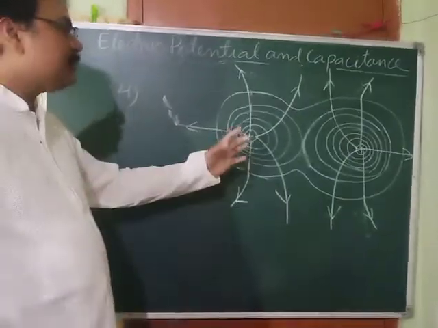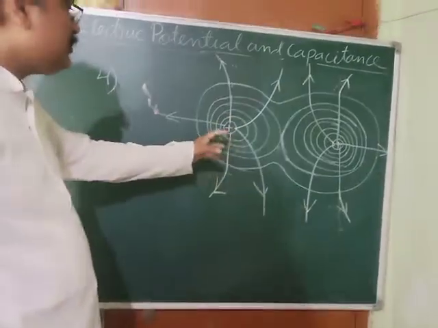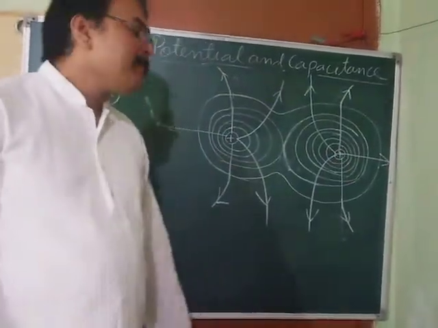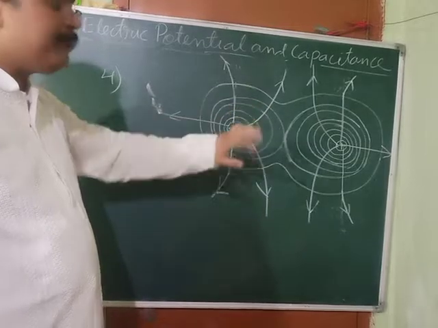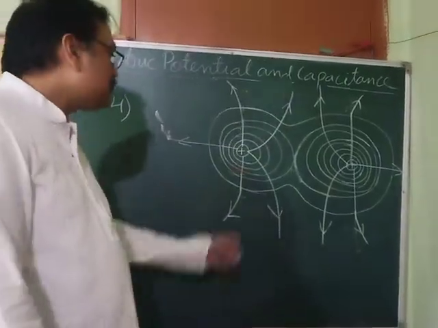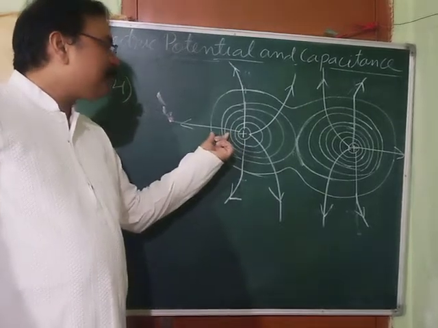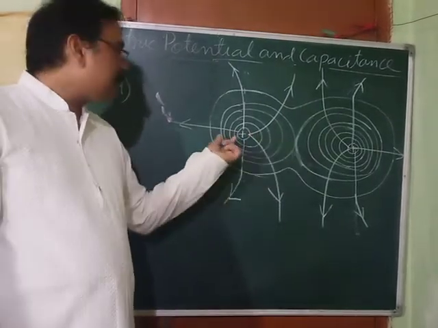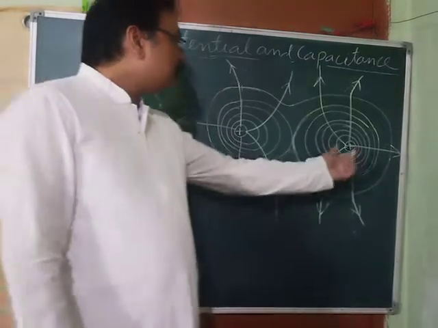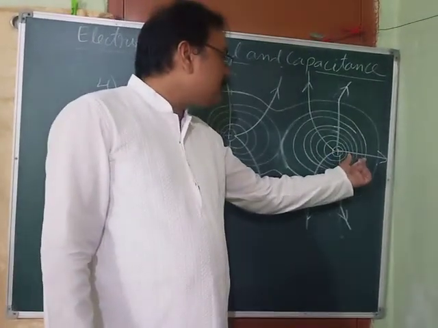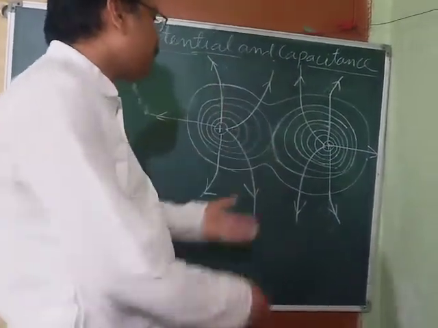So in the case of a set of similar charges, see there are two positive charges. What is the pattern of equipotential surfaces? See, outside the separation is less, and when you go inside, separation is more.